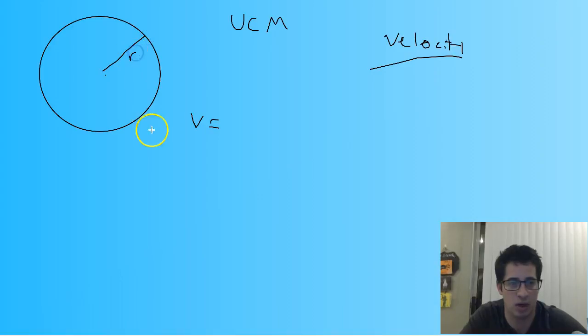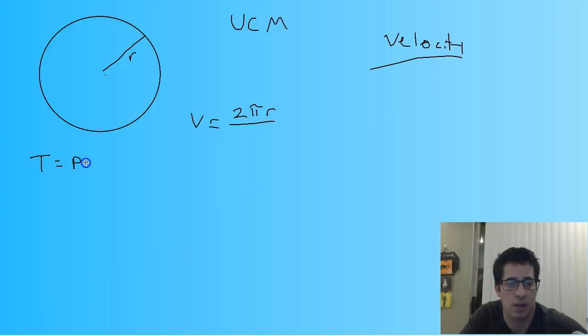So if this is the radius of the circle, we can calculate how far around it has to go. You learned this probably in a previous class: the circumference of a circle is 2 pi r. And the time around the circle is something we call the period. The time for one revolution is called the period.